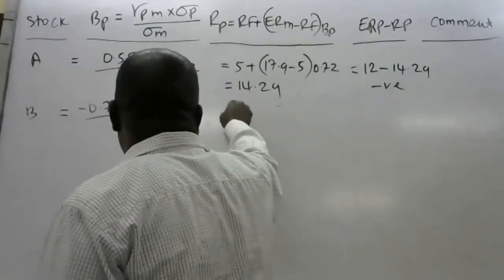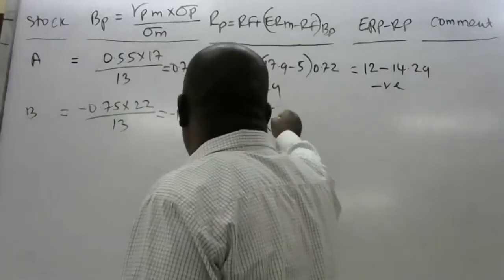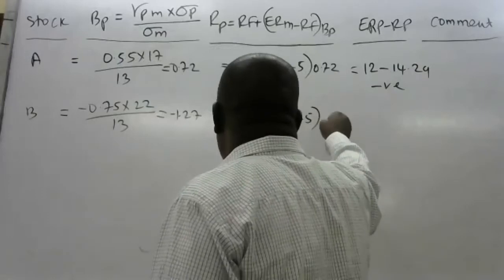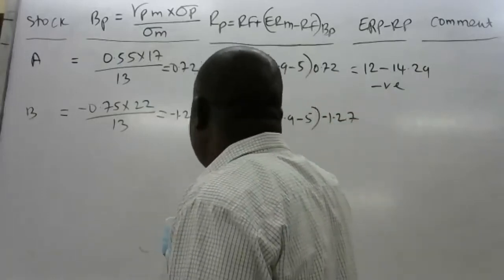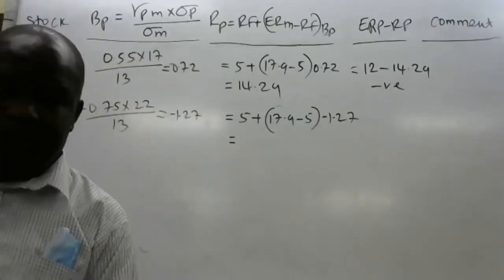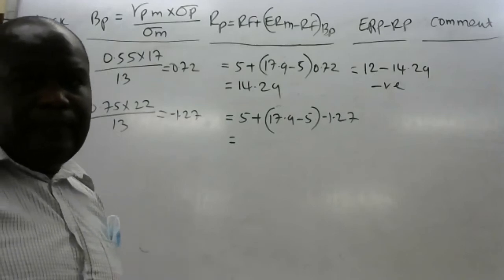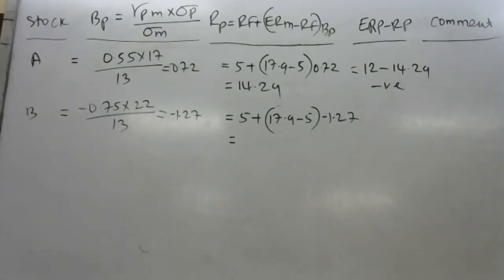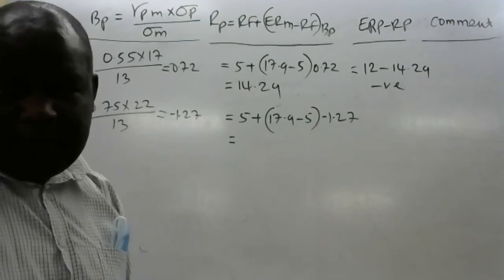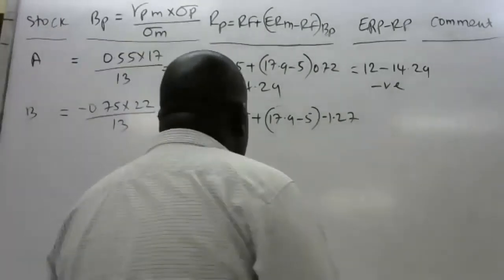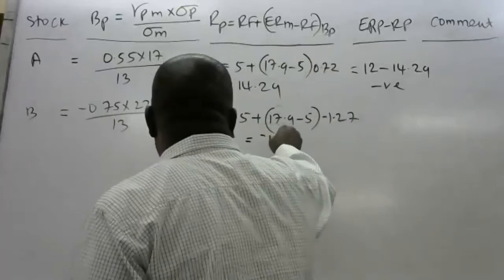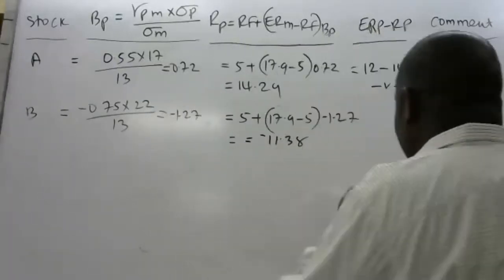Negative 1.27. So we also come here, it is 5 plus the market return of 17.9 minus 5, multiplied by 1.27. So which figure are we getting? Negative 11.38.